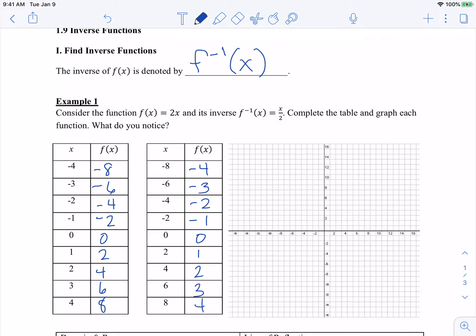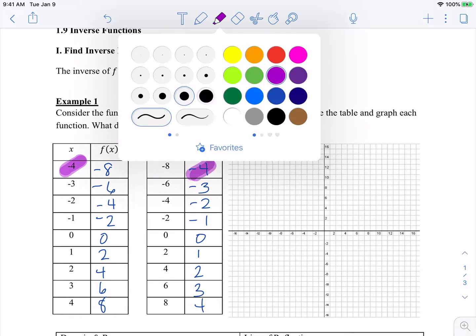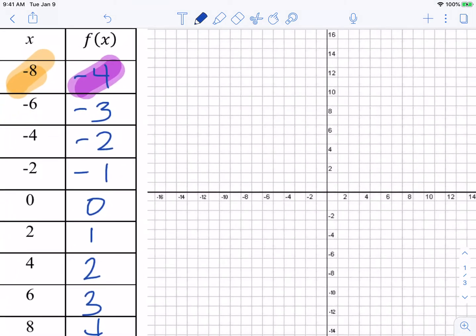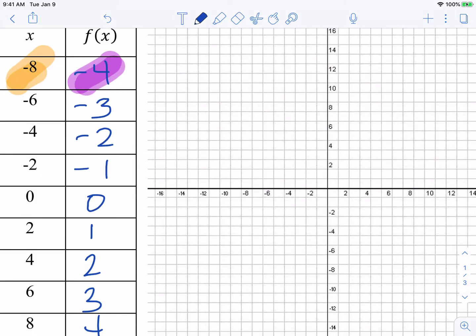So you can see, comparing the table, that the x value over here becomes the y value for the inverse. And then the y value for f of x is the x value for the inverse. So let me graph both of them. And they're just going to be lines. So the first line just has a slope of 2.